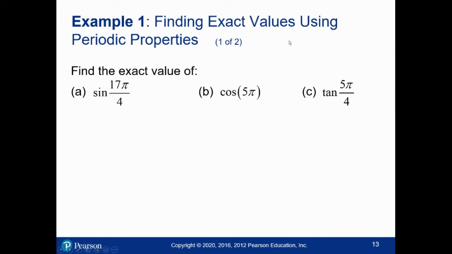Whatever the inputs are, for cosine, the period is 2 pi, so you want to ask, how many 2 pi's can I do, and then what's left over? But for tangent, the period is actually just pi, so ask how many pi's can I do, and then what's left over. So pause here and work those out.